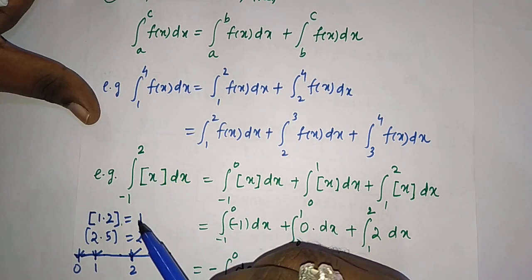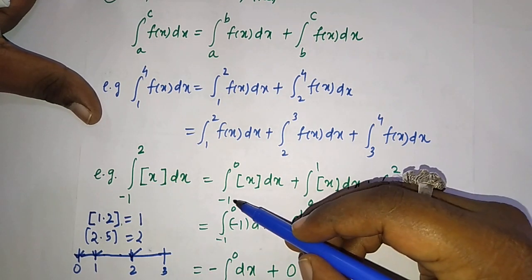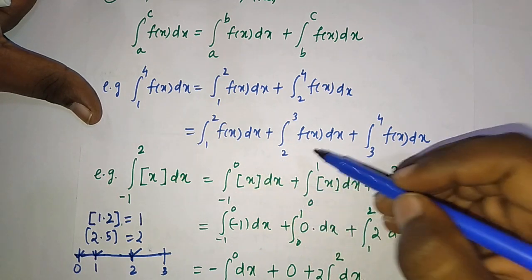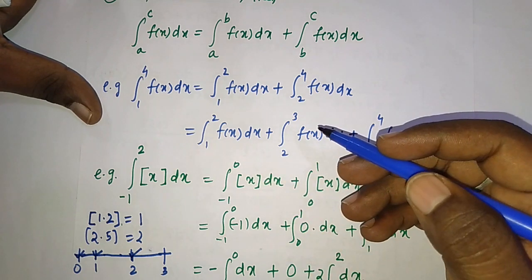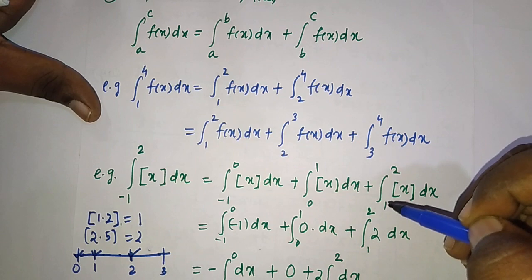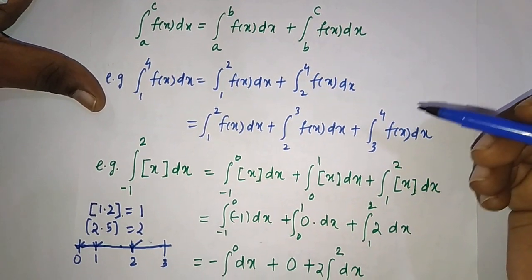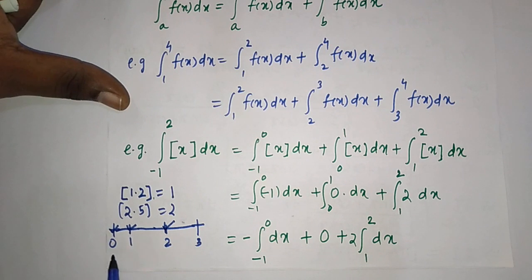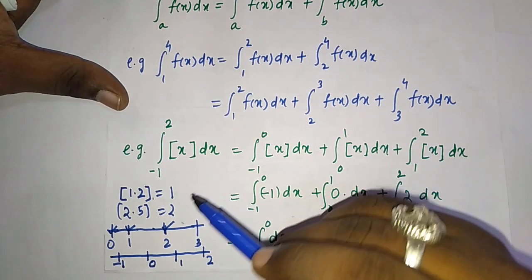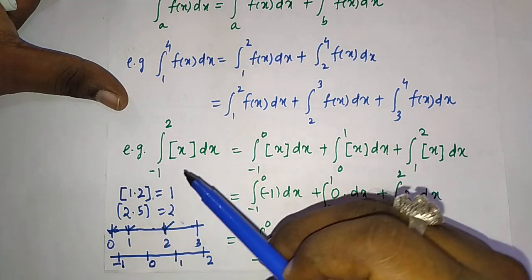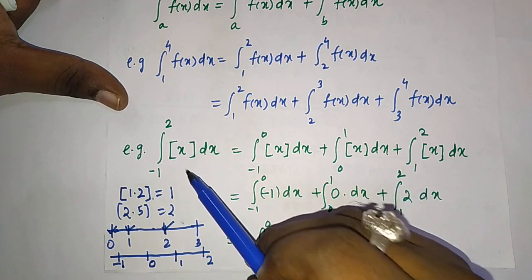So first what we will do, we will split like this, from -1 to 0, then 0 to 1, then 1 to 2. We know in between -1 to 0 we will get one value, and from 0 to 1 we will get another value, from 1 to 2 we will get another value. So that's why here we will split. Here -1 to 2 is given. In between -1 to 2, here 0 is there, 1 is there. So we will split whenever we get to integrate the greatest integer function or bracket x.